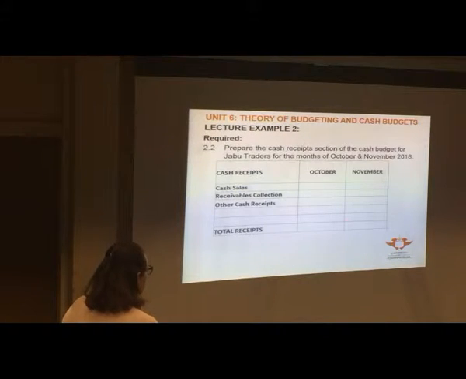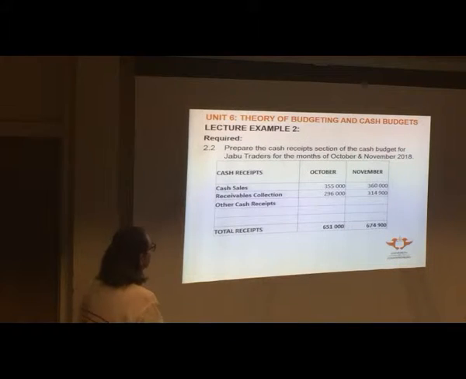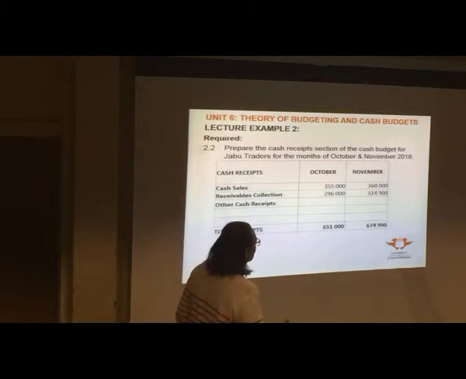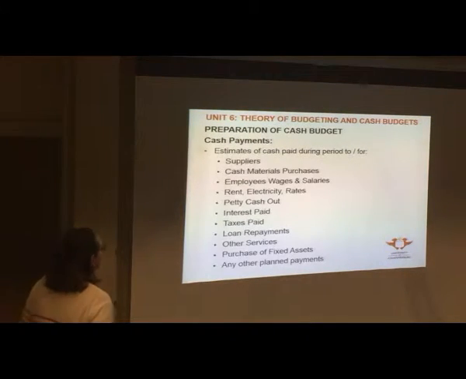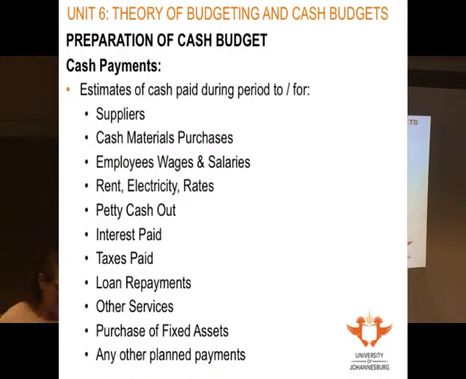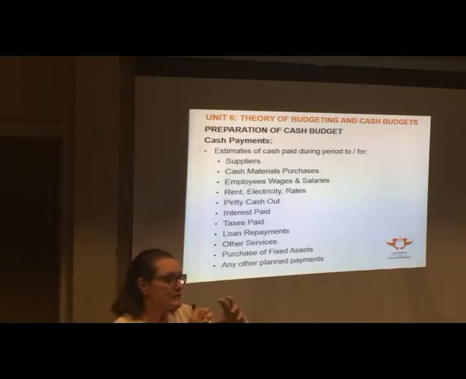So fill these in quickly. So it's 1, 2, 3, 4 figures to fill in, and then add them up. You put your 296,000, your 314,000, you put in your 355,000, your 360,000, and you got your total. Okay, and then you add it up, and then you've done your receivable collection, your total receivables, cash receipt section. Okay, and there are only 3 sections to your cash budget: your cash receipts, your cash payments, and your totals.